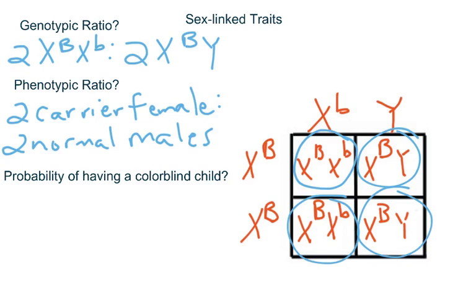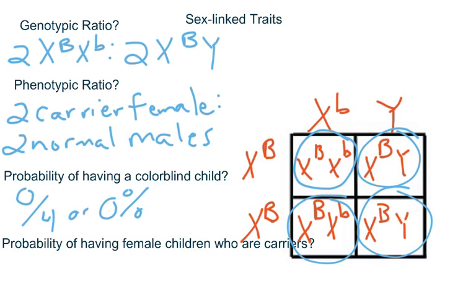So then an example probability problem would be, what's the probability of having a colorblind child? Well, in this case, there are none that are colorblind. So you would say 0 out of 4 or 0%. So remember, if they're asking for children, you're looking at out of all 4 boxes. But if they just say male child, you're just looking at the 2 males. And if they say females, you're looking at the 2 females.